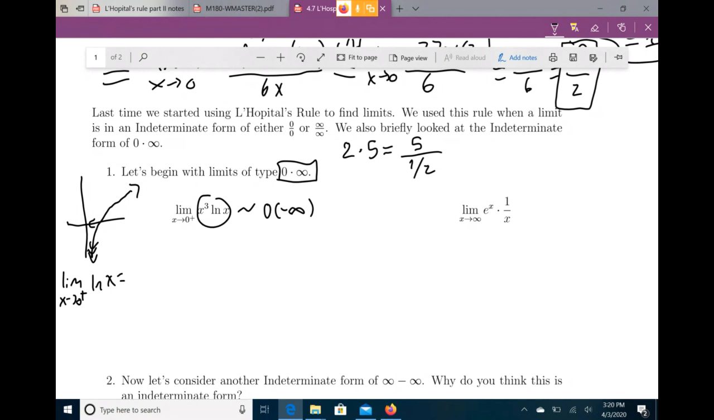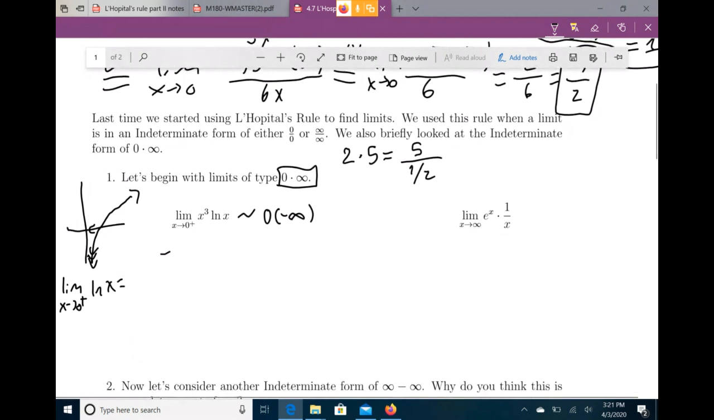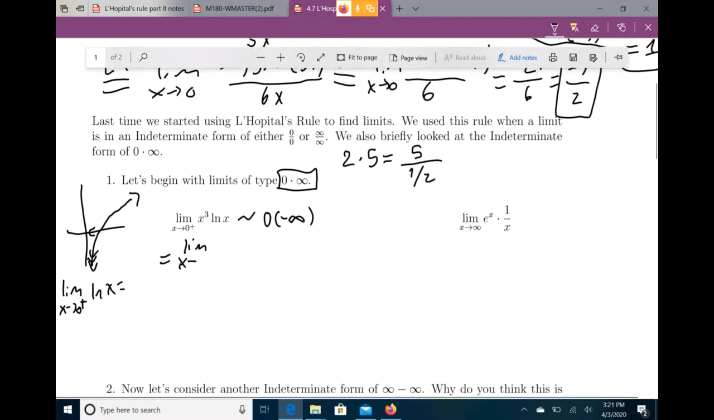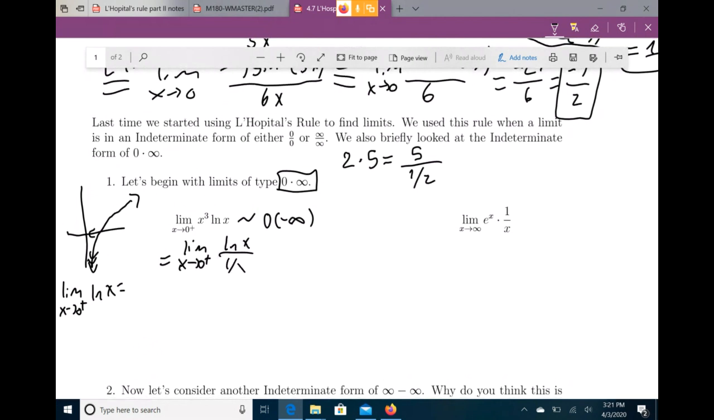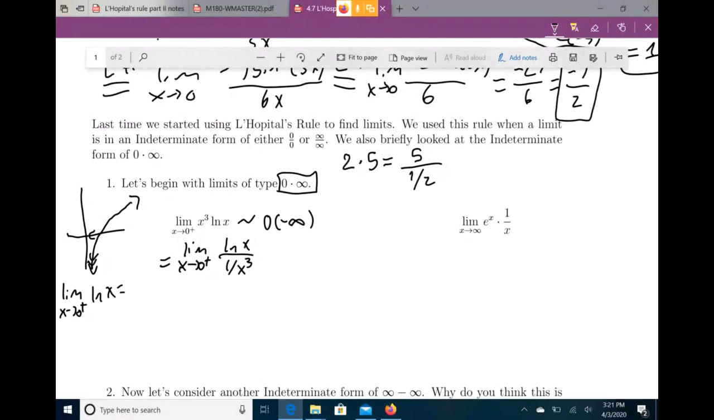All right, so the way we deal with this is to move one of the terms into the denominator by dividing by its reciprocal. So you'll generally want to use, I would say, the simpler term. So x cubed to me is a simpler term than the natural log of x, right? So I can rewrite this expression as the limit as x approaches 0 from the right of ln of x divided by 1 over x cubed. So these are the same expression.